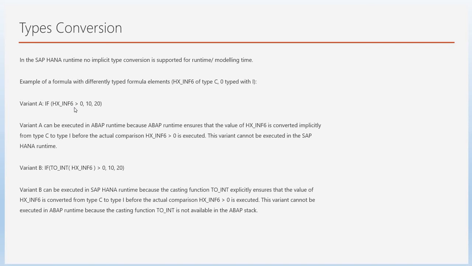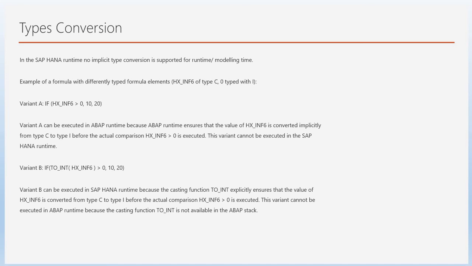If you write this formula in ABAP, then at runtime it converts this character into integer and compares it with the value 0. But on the other hand, in SAP HANA, it will show an error because the two comparison types don't match.